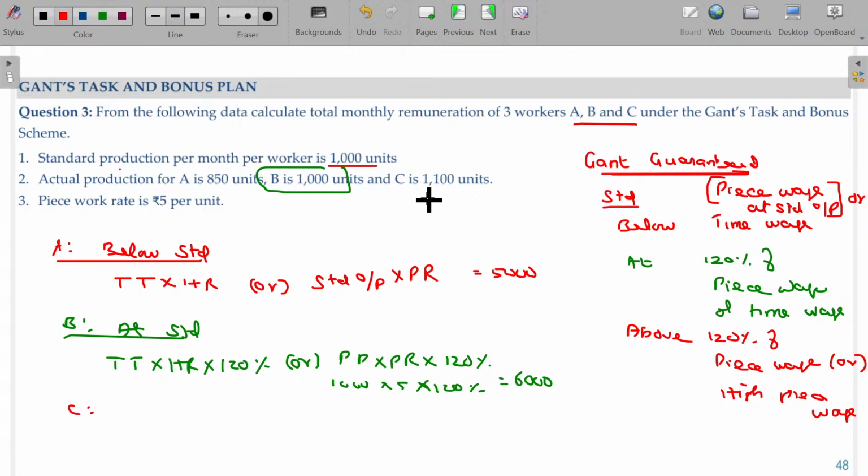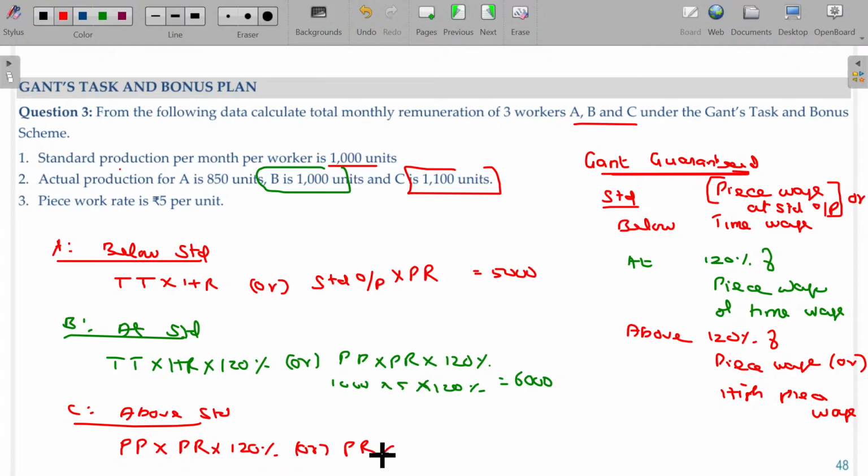And C, his performance being above standard. In case of above standard, pieces produced into piece rate into 120 percentage, or pieces produced into high piece rate. Here high piece rate information is missing, only piece rate is given, so you can take that. 1100 into 5 rupees into 120 percentage. What's the value you are getting? 6600. Clear?